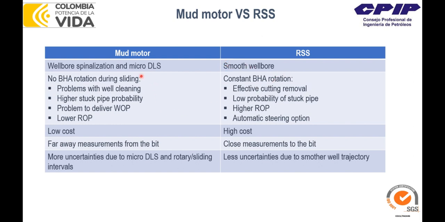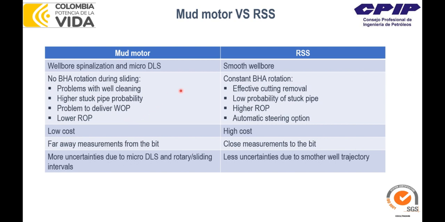Okay. Now the huge difference between mud motor and the RSS is that the BHA is not rotating during the sliding mode. That's the whole idea of the sliding. So the BHA is not rotating, and this leads us to problems with well cleaning. It gives us a higher probability of potential stuck pipe. It gives us the problem of delivering weight on bit, and of course, it reduces our ROP. And this is the main KPI every driller is tracking, right?